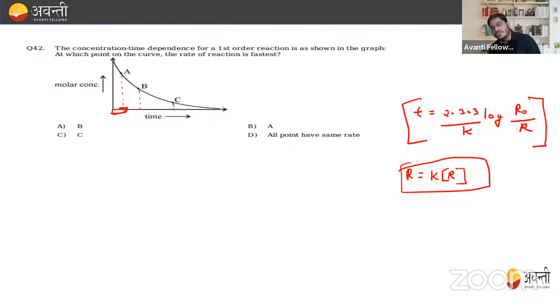This is a first order reaction, and we know that first order reactions are initially very fast. Okay, so point A represents the rate of reaction which is very fast. So out of these four options, which one is correct, that is option number B, right? So this will represent option number B, that is point A. Point A represents the point at which the reaction is very fast, because this is first order, and for first order the reaction is fast at the starting of the reaction, right?